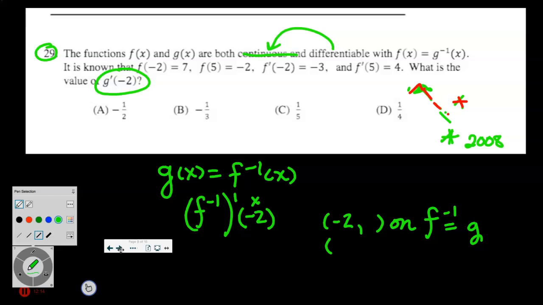Well, inverse functions swap the x's and the y's. So that has to be on the other function, which is f. Okay? So I need to see who got mapped to 2. F of what is 2? No, here it is. So 5 is my missing value right here. It's also right here. So those are my 2 corresponding points. The derivatives of inverse functions are reciprocals.